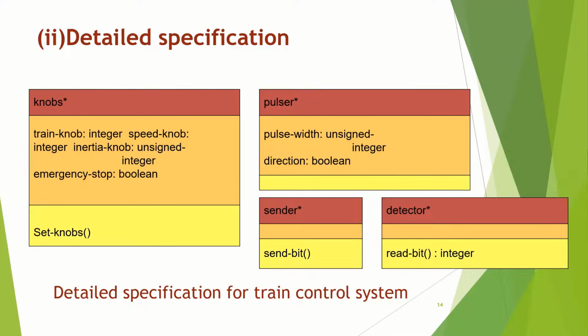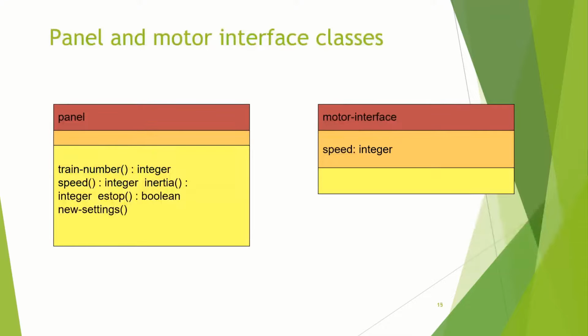The figure shows the panel and motor interface classes. The panel class defines the behavior for each of the controls on the panel. The motor interface defines an attribute for speed that can be set by other classes.